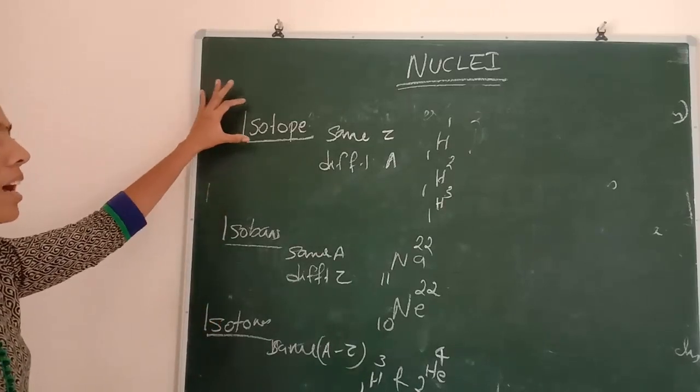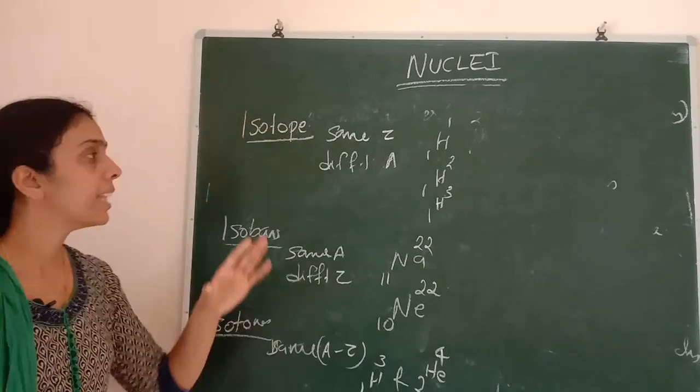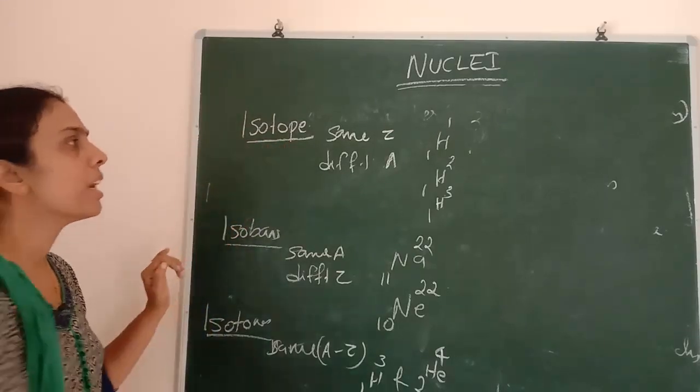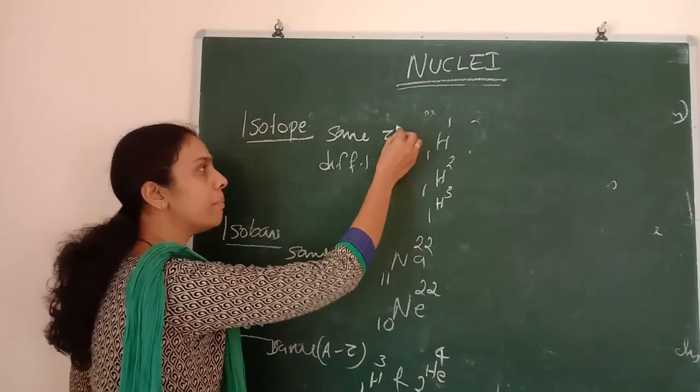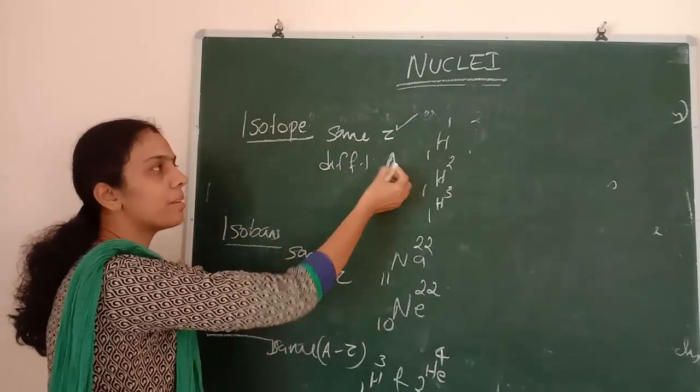Next we are going to study isotopes, isobars and isotones. What is meant by isotopes? Isotopes are the atoms of an element which have the same atomic number but different mass number.